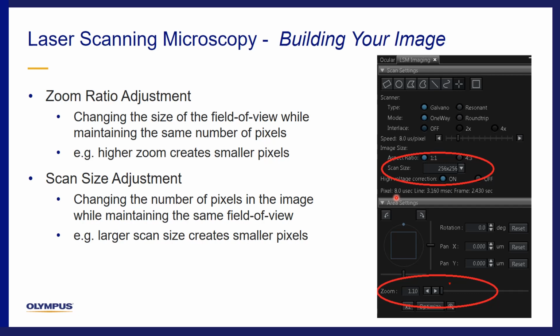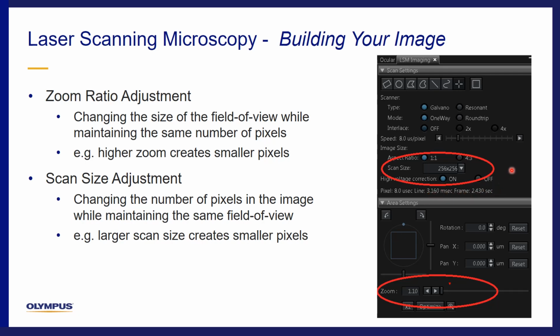And so the two most important values to consider are, number one, your zoom ratio, which is pictured down here at the bottom. Now, the zoom ratio changes the field of view of your image while maintaining the same number of pixels. It effectively squeezes your pixels into a smaller space, and therefore higher zoom will create smaller pixels.